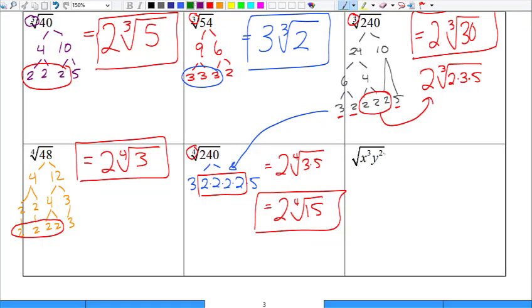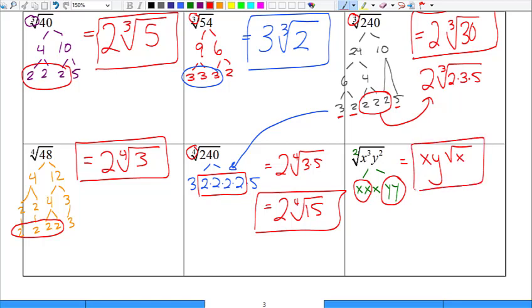And our last example has variables. Okay, but it doesn't have an index, so that means my invisible index is 2. When I break this down, x cubed means x times x times x. Y squared means y times y. I'm looking for groups of 2, so I've got a group of 2 for the x. I've got a group of 2 of y's. And the leftover, the one single, stays home. So x y root x. So basically it works the same whether you have numbers or letters.